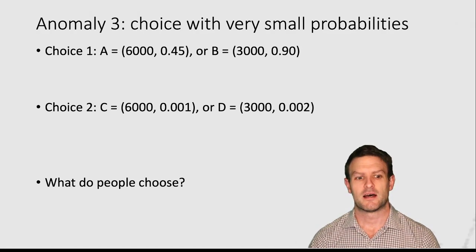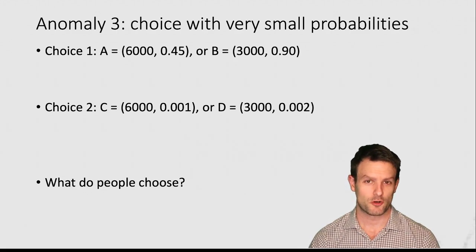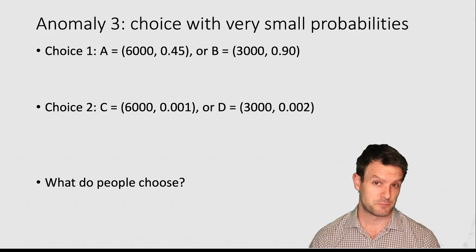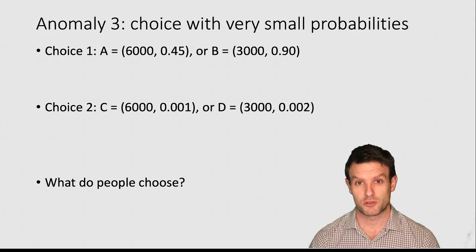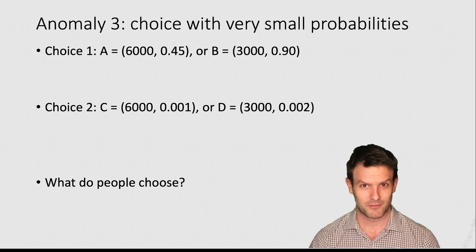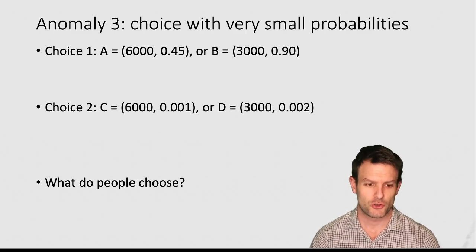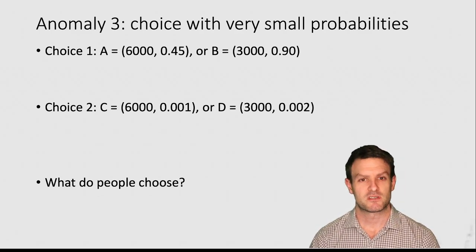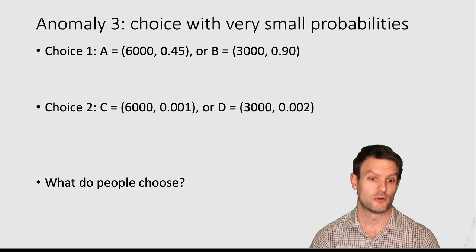Firstly, there's a choice of A, £6,000, which you get with a probability of 0.45, versus B, where you get £3,000 with a probability of 0.9. So notice what's happening there in that first choice. You have 6,000 versus 3,000, so you've got half the amount of money in option B, but it's occurring with double the probability. So 90% chance of getting the 3,000 versus 45% chance of getting the 6,000.